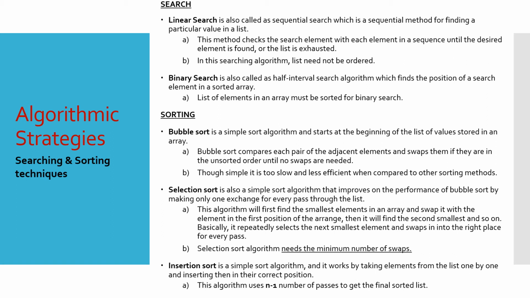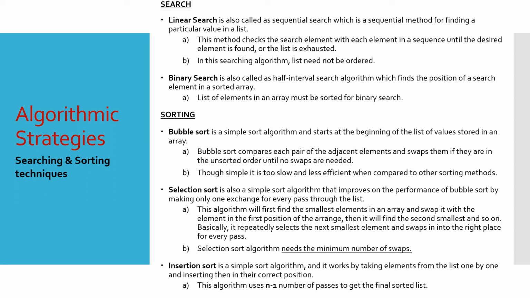This method checks the search element against each element in sequence until the desired element is found. For example, let's say I'm writing a program to search for the letter A in a set of statements. With a linear search method, the computer will check each word one at a time and try to find the match until the list is exhausted. It doesn't order anything. It just goes in sequential order. It doesn't do anything smart.